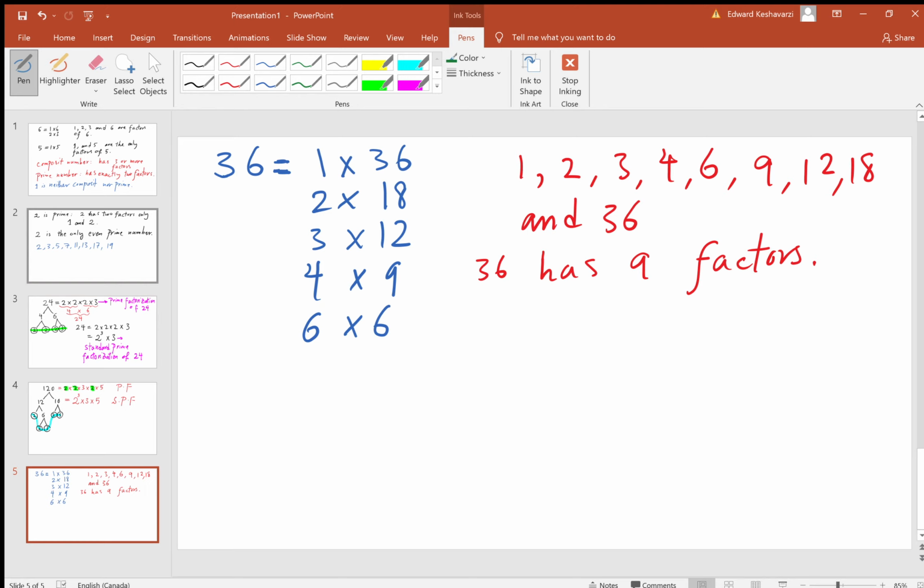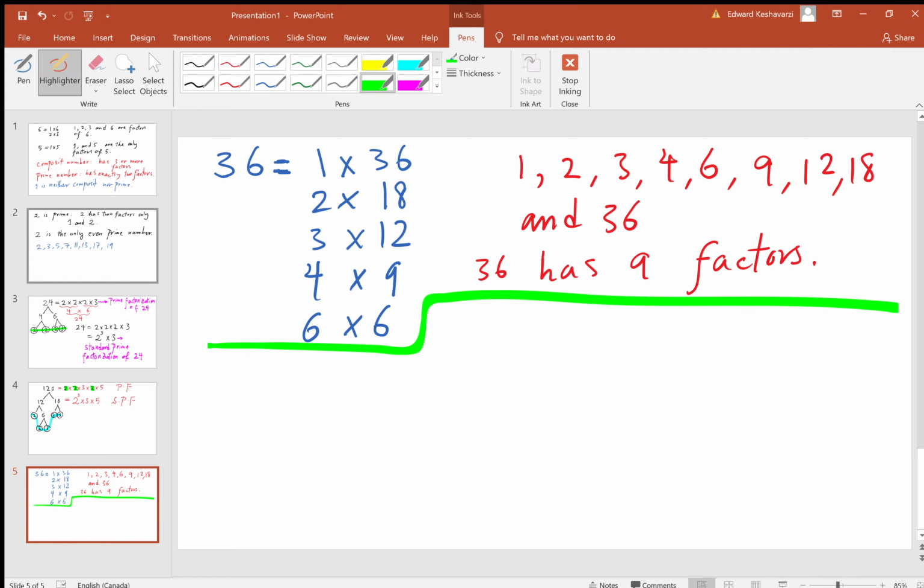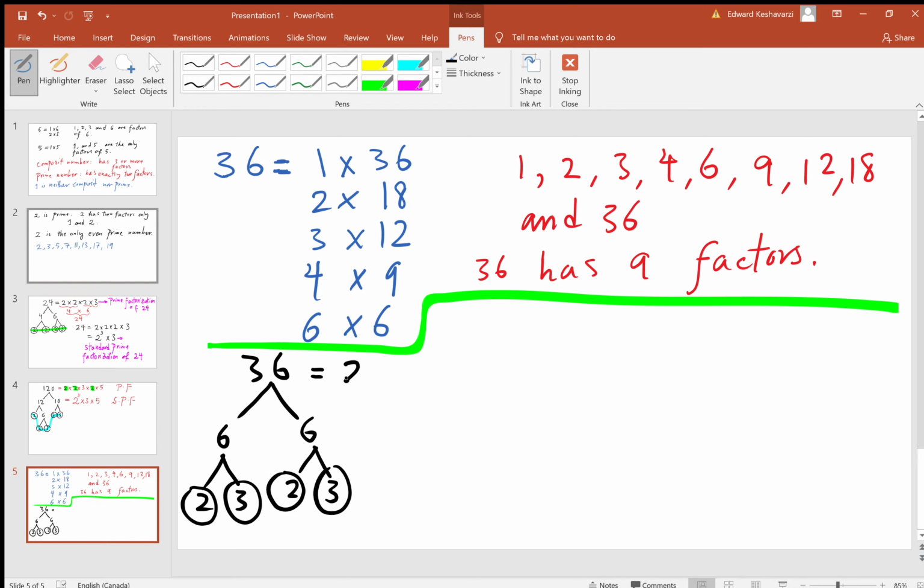I'm going to explain this method here. So we learned here that 36 has 9 factors. Now I'm going to use the standard prime factorization to find the same thing, the number of factors of 36. Okay, 36 can be written as 6 times 6, 2 times 3, 2 times 3. Therefore, 36 can be written as 2 times 3 times 2 times 3, or by applying the exponents, it's going to be 2 squared times 3 squared.